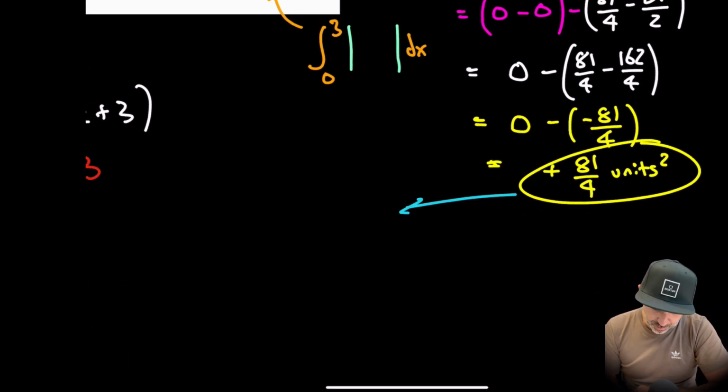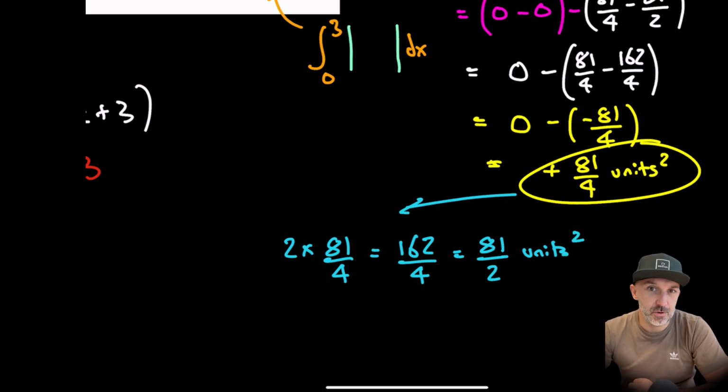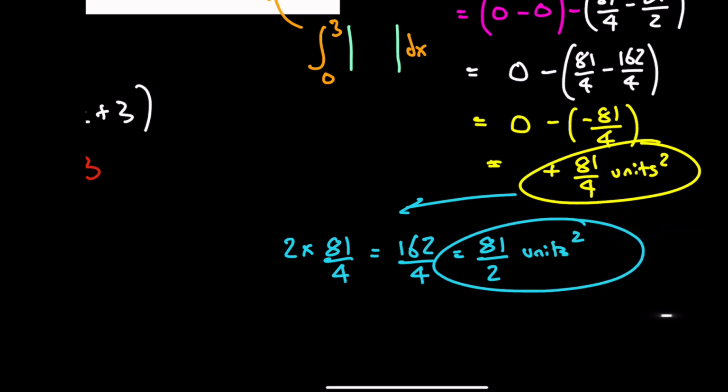So this time I will get 2 times 81 over 4, and that will give me 81 over 2, and I can't really go any further there, right? So that's units squared. So that will be the entire area of the enclosure in this question.